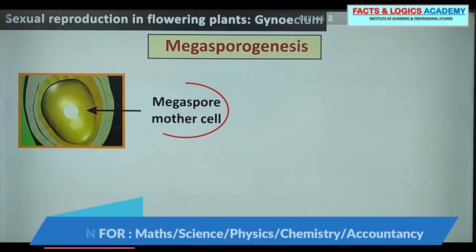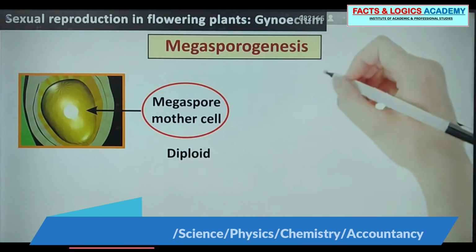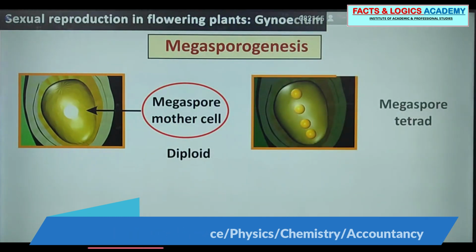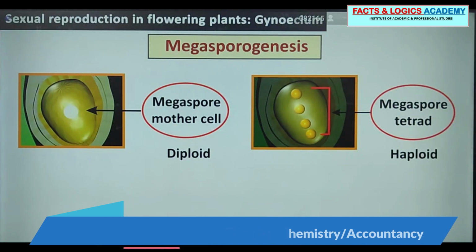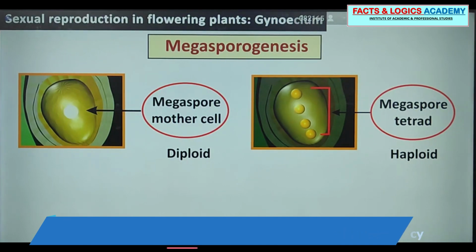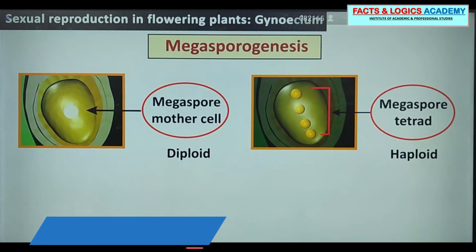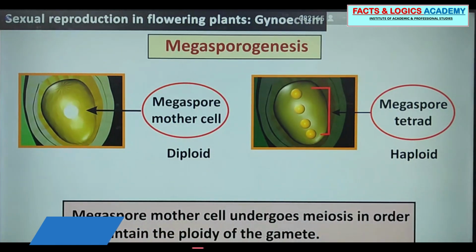The megaspore mother cell or the megasporocyte is a diploid cell in plants which undergoes meiosis, resulting in the production of four haploid megaspores. And this also explains the importance of the megaspore mother cell undergoing meiosis. That is, the MMC or the megaspore mother cell undergoes meiosis in order to maintain the ploidy of the gamete.